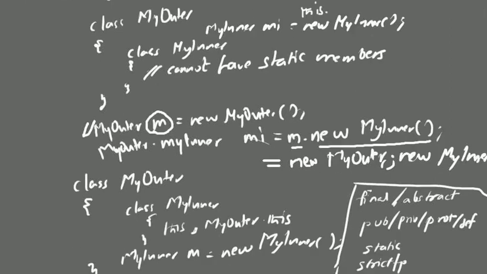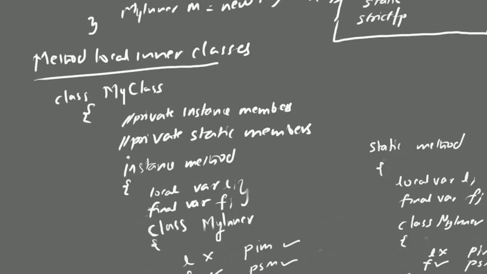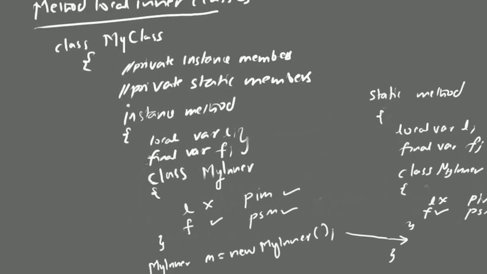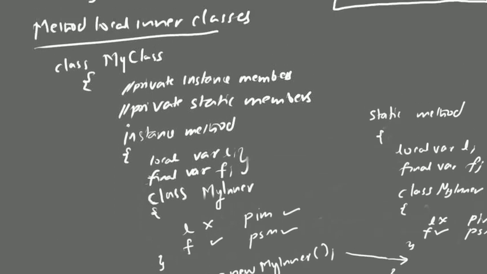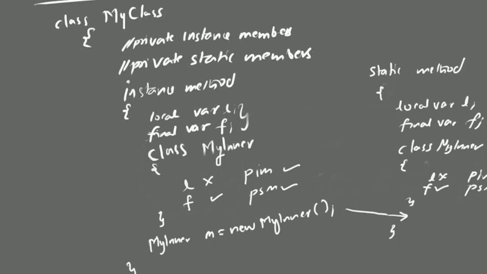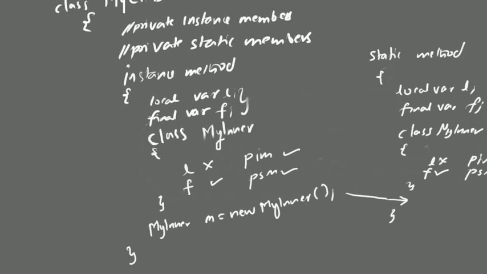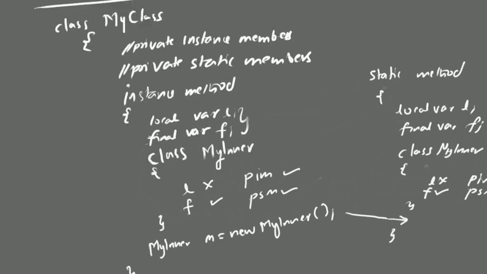Now let's talk about method local inner classes. These are inner classes which could be declared within a method, and the method could be an instance method, or it could be a static method. So let's see what you can do. Okay, here is the class.